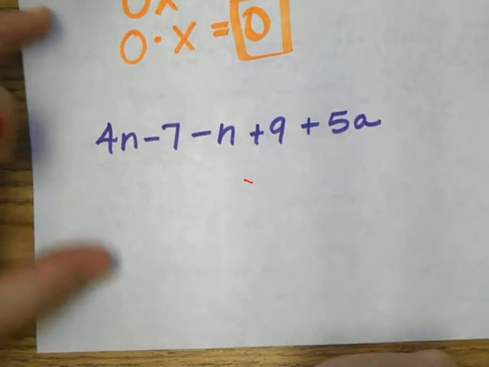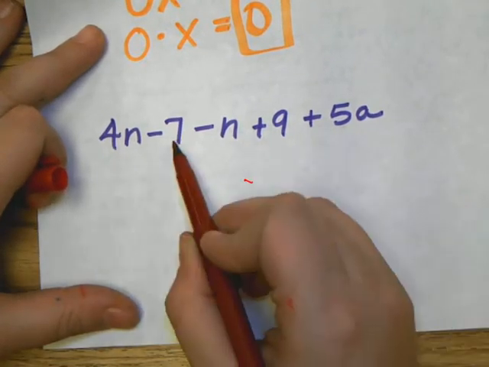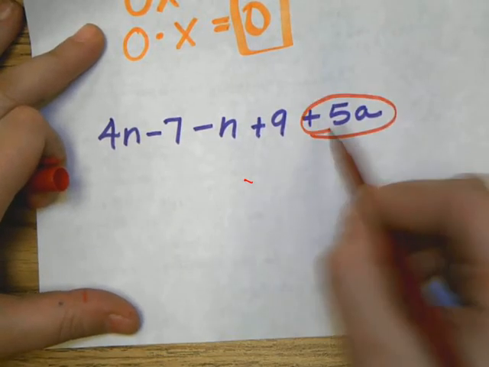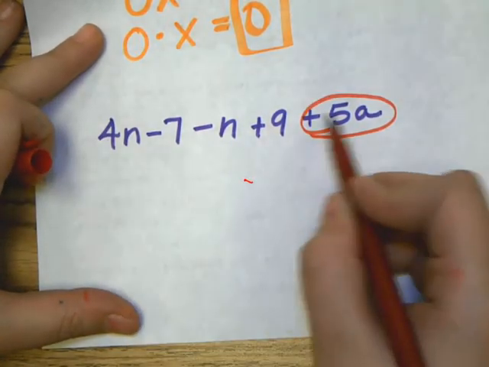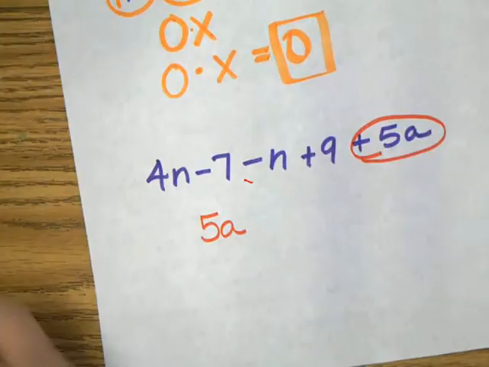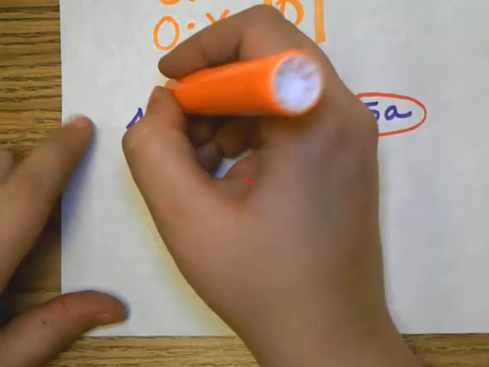Okay, let's take a look at this example. And remember, again, feel free to pause the video at any time to try the problem first. So here I see n's, I see an a, I see constants. So alphabetical order. So I'm going to start with the a, and that is the only one. So it's positive. So I'm going to put 5a first.